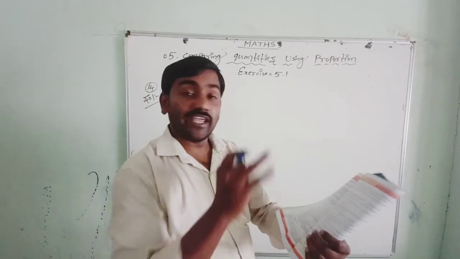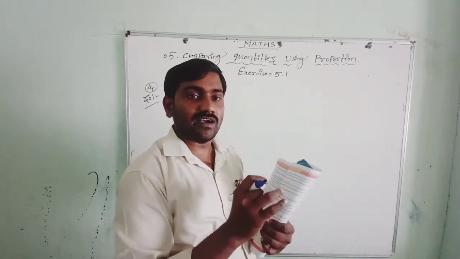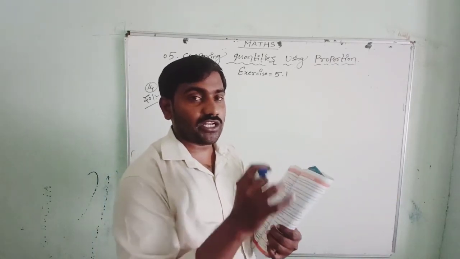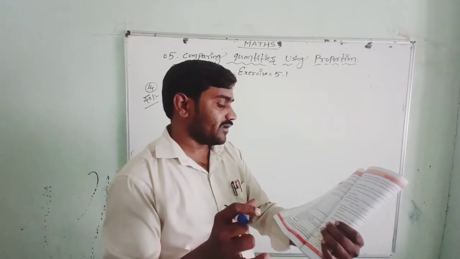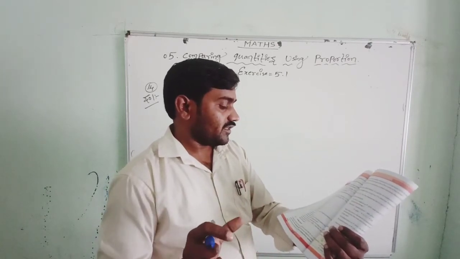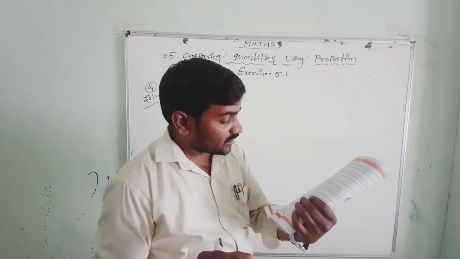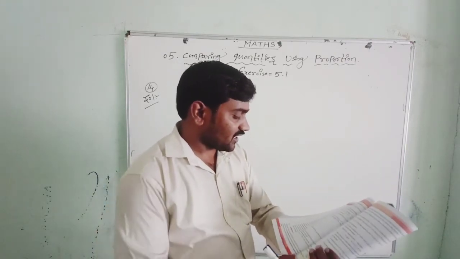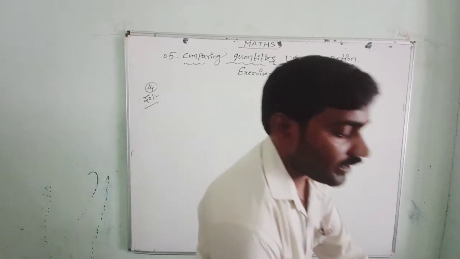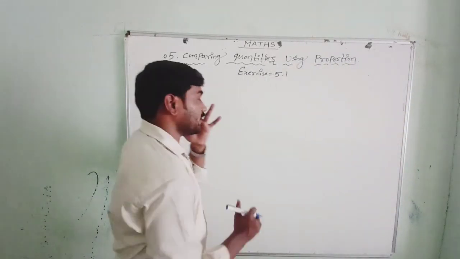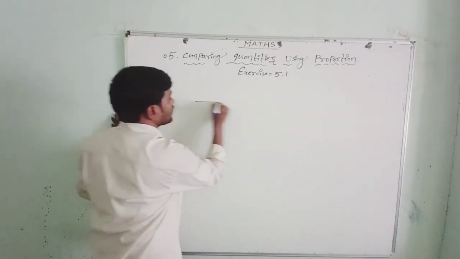P divides the AB line segment into 2:3 ratio, and Q divides AB in the ratio 3:4. If PQ equals 2, find the length of the line segment AB. Okay, we have to find the length of the line segment AB. First of all, let us understand this question clearly.